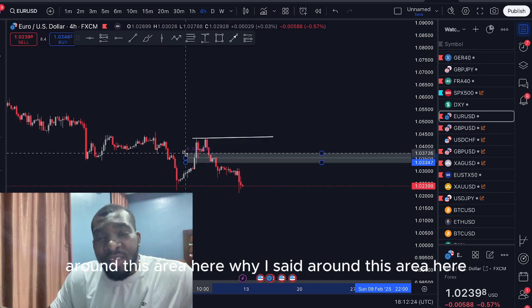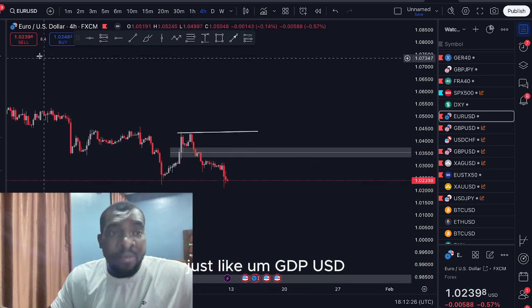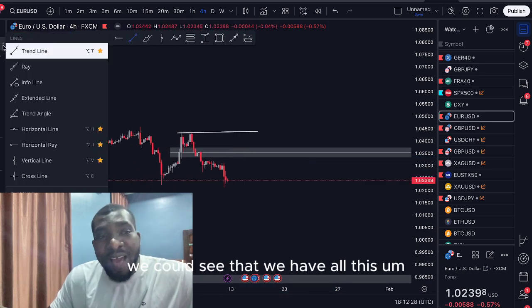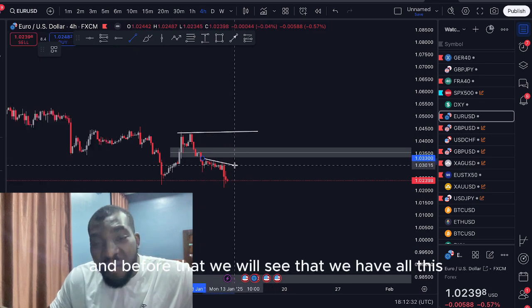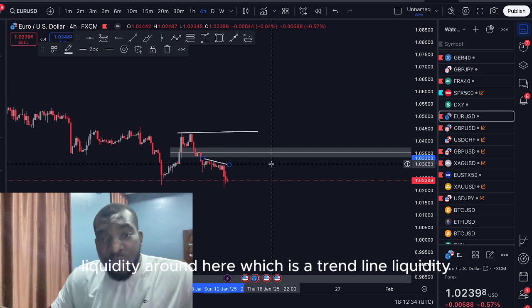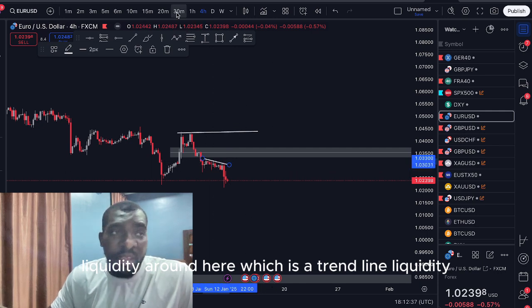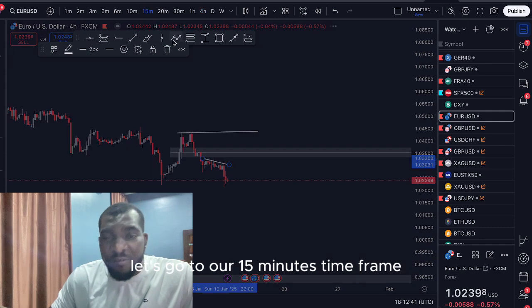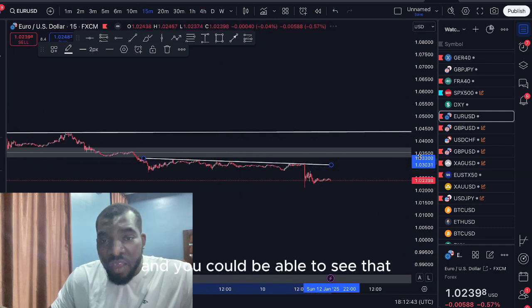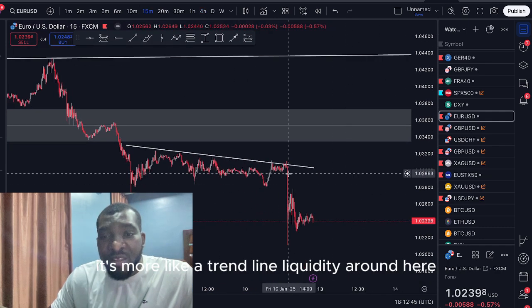Why I said around this area here, just like GBP/USD, we could see on the 4-hour time frame that we have all this liquidity around here, which is a trend line liquidity. We can see that liquidity just around here. Let's go to our 15 minutes time frame, and you could see that it's more like a trend line liquidity around here.